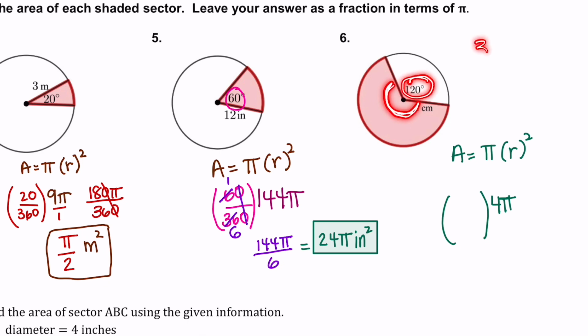So there are 360 degrees in a circle. If we minus off this section here, that will give us what is left. So we're going to minus off the 120. That gives us 240 degrees out of 360 degrees. So this would be the area of the sector. You can put this in your calculator to simplify, but I'm just going to simplify it by hand.